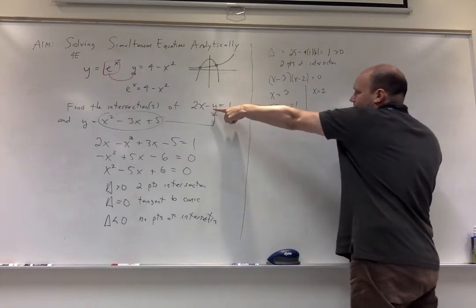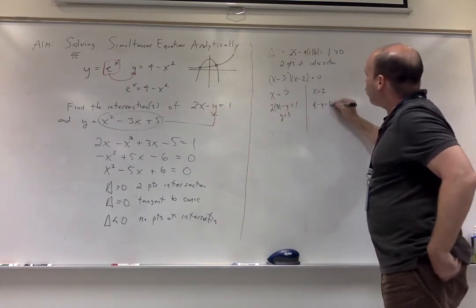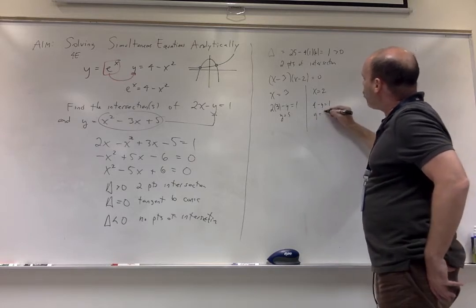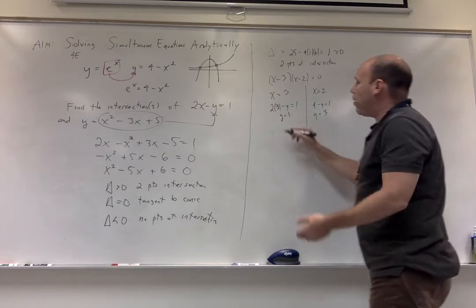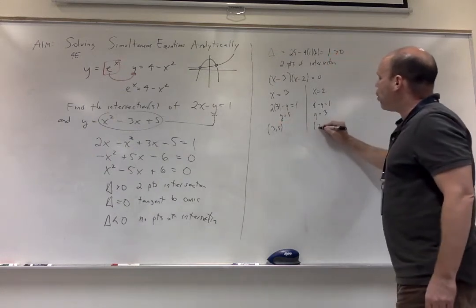Plug that back in here. I have 4 minus y equals 1. y = 3. So I know my 2 points of intersection are (3, 5) and (2, 3).